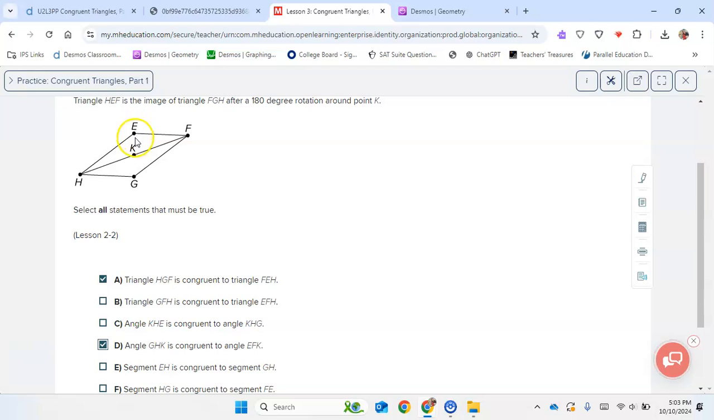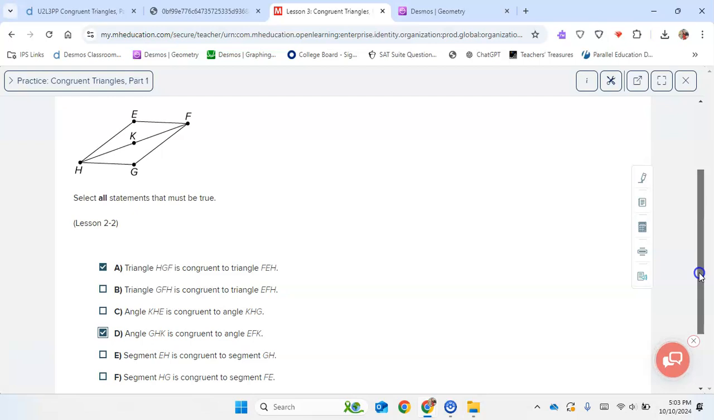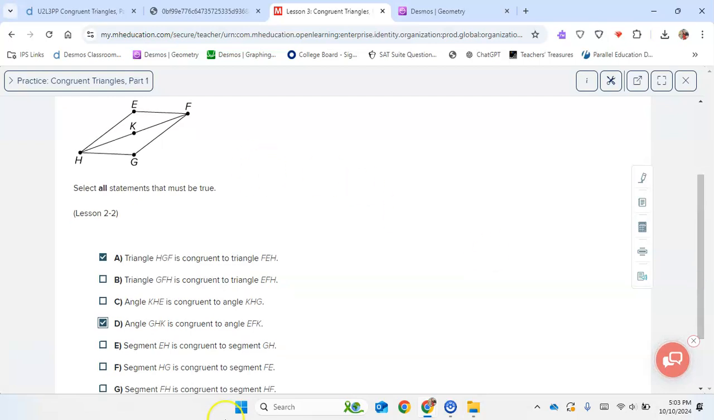GH is congruent to GF? No, it's congruent to GF. HG is congruent to FE. Yeah. And FH is congruent to HF. Oh, if the same segment is on two different triangles, we can differentiate them by the letters.